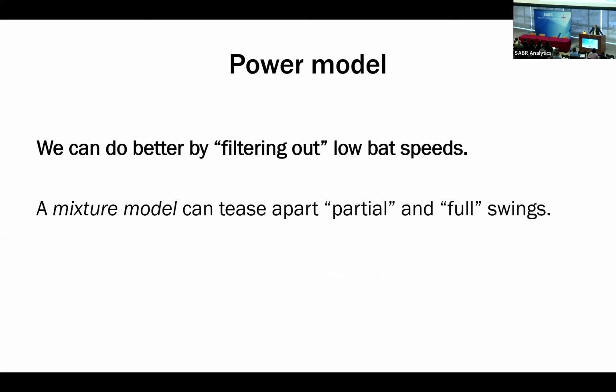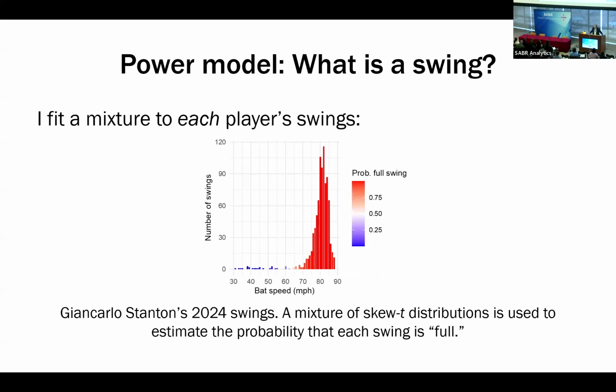Instead, I'm using a mixture model to tease apart partial and full swings. So I'm going to skip the next slide, which is more details than I think we need, and just show you what this looks like. Are you getting weird lines here? Yeah, there are some weird artifacts showing up in these plots. Hopefully that's not too bad.